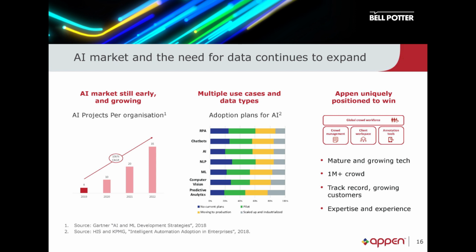And at Appen, and Mark touched on this, we're well positioned to win. We've got our large crowd, but we've been investing in technology to improve productivity: one, for our crowd and how we operate, so improving our internal productivity; two, for our customers, so making it easier for our customers to interact with our software and get the data that they need; and thirdly, for improving the productivity of the annotation process. We're using machine learning and artificial intelligence on our own internal processes so that we can deliver better productivity and better unit economics for our customers.